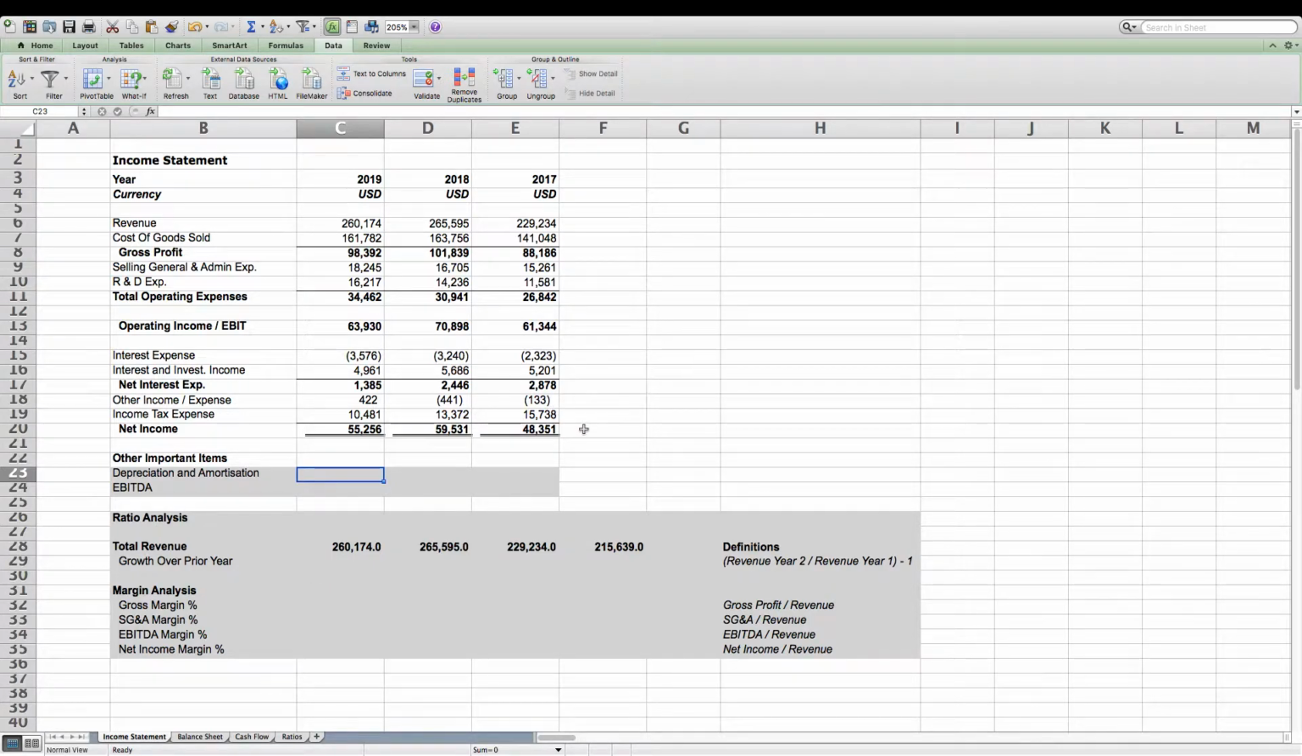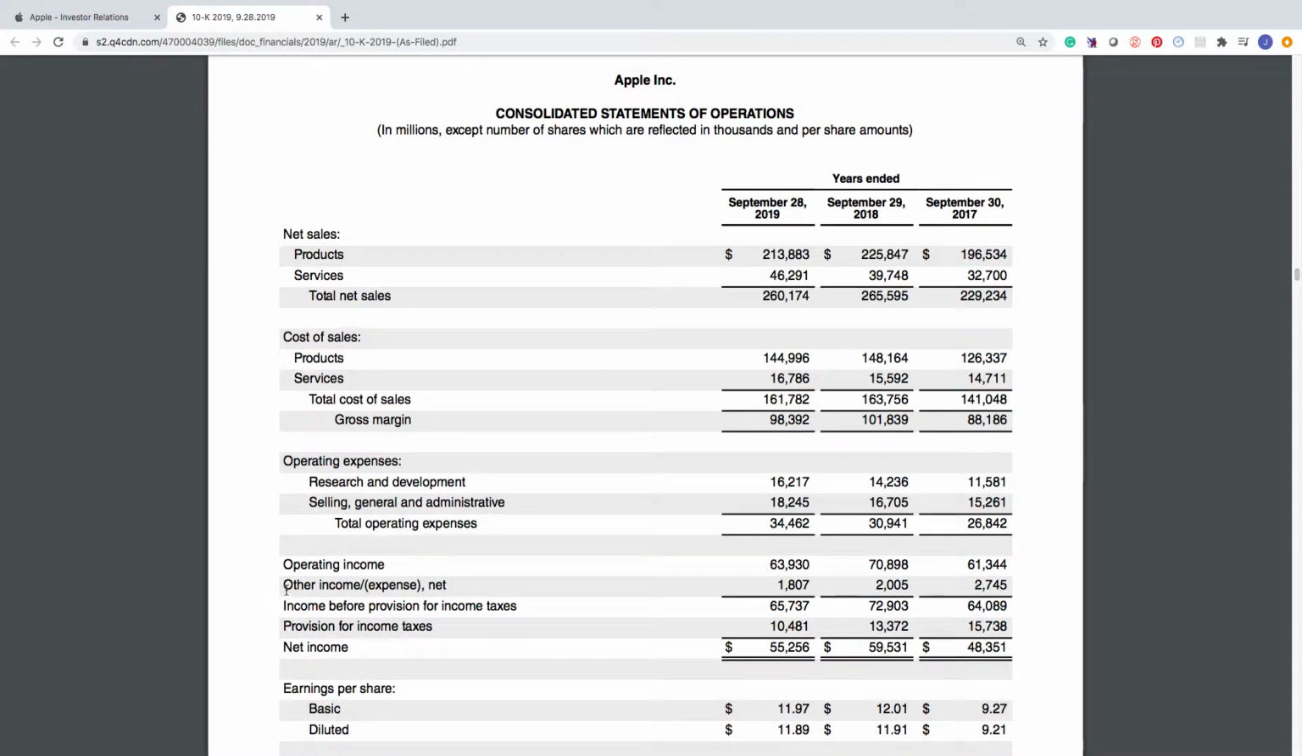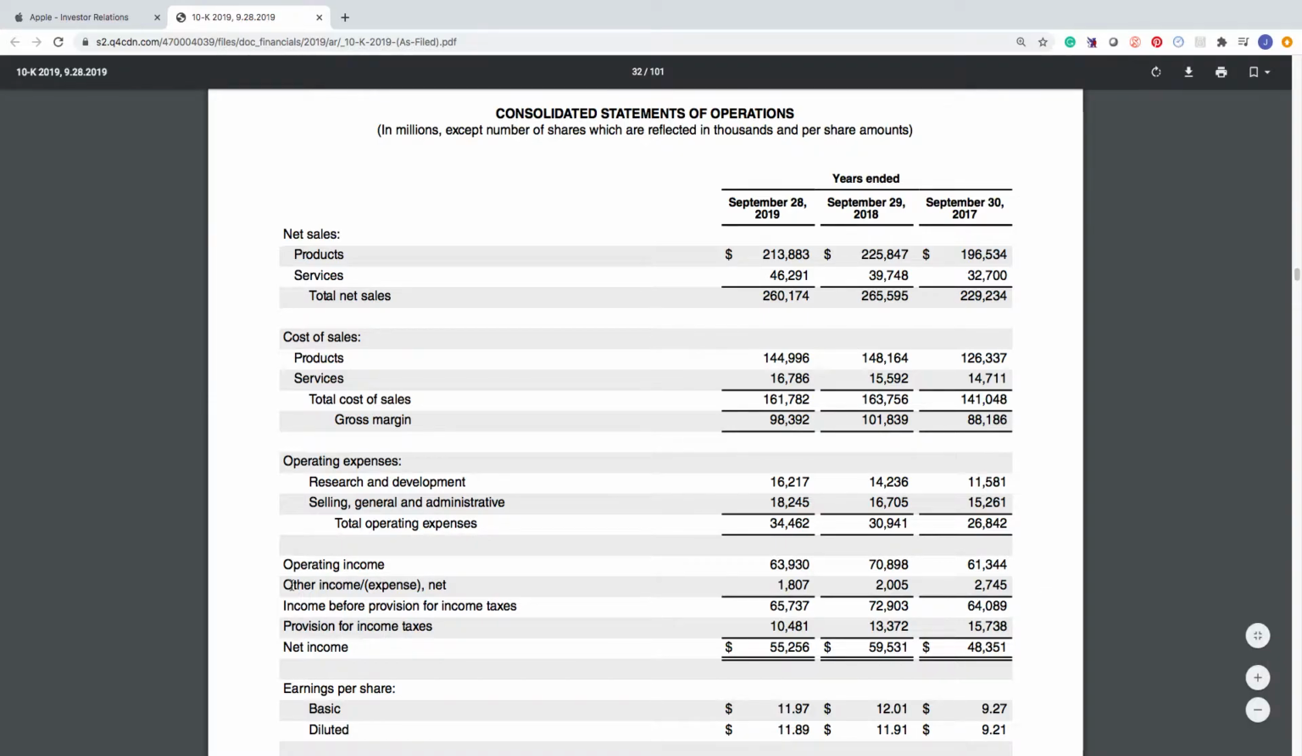If you'll recall, we had an element called other income/expense on Apple's income statement, which was this line item right here. Typically, this line item encompasses interest income and interest expense. Now, I have tried to break down this interest income and interest expense into the individual constituents because, as you'll see in future videos, some of the ratios that we calculate depend on the breakdown of this other income/expense.